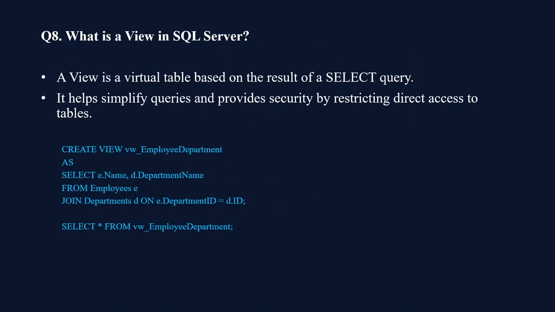Question number 8. What is a view in SQL Server? A view is a virtual table based on a SQL query. For example, CREATE VIEW employee_department AS SELECT employee name and department name FROM employees JOIN departments. Then we can select data from this view just like a table.